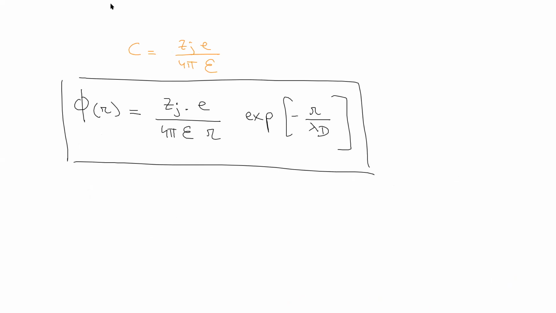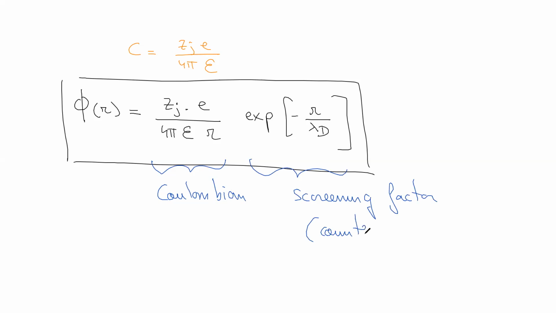Comments are the following. It's in fact the Coulombian potential, as if this ion was alone in the universe. But you have a screening factor due to the counter ions. Why the counter ions? Because lambda d appears. Remember that lambda d squared was kBT epsilon over E squared times the ionic force. And so the ionic force is the sum over the concentrations of all counter ions and their valencies squared.